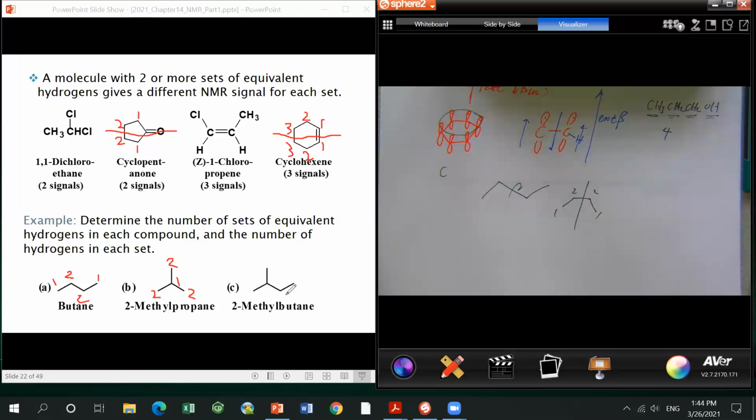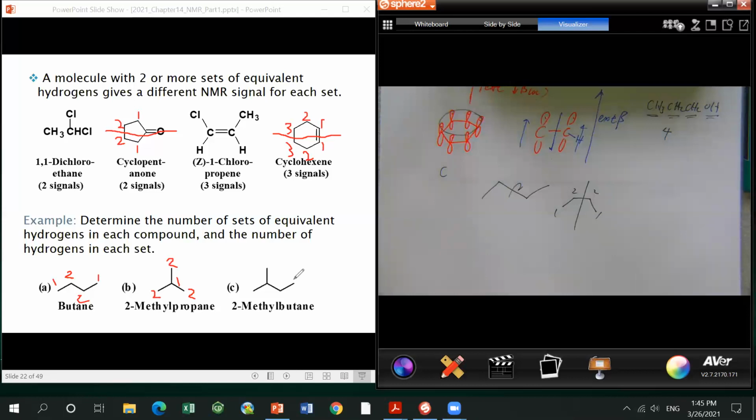Anyone want to try C? How many signals should we see for this one? 1 or 2 or 3 or 4 or 5 even. Someone said 2, 3, 3. Anyone get more than 3? This is a little bit of a hard one. The right answer should be 4.